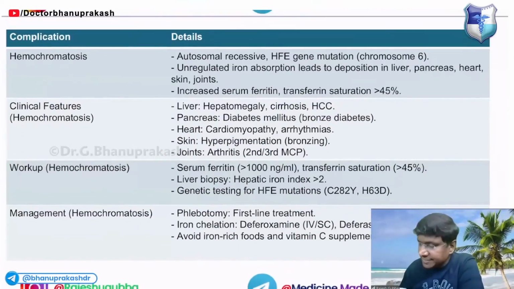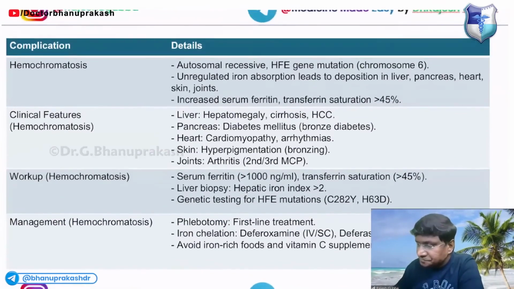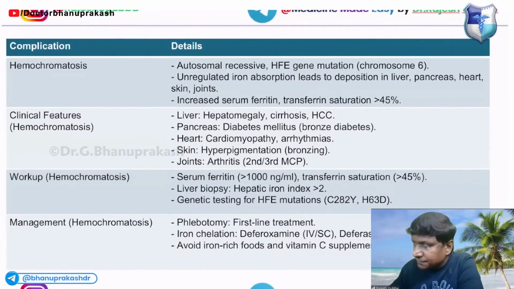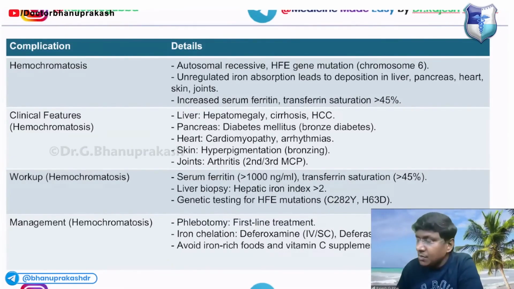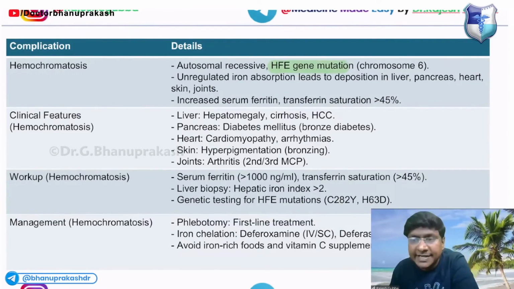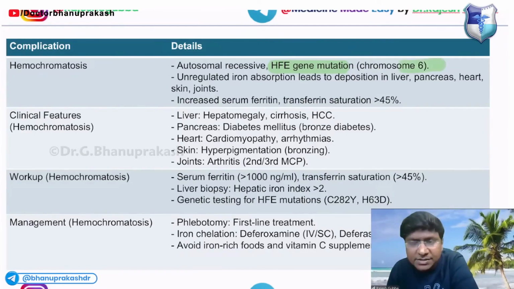Next topic is hemochromatosis. This is the last topic in hepatology. So, in case of hemochromatosis, that is also again due to gene abnormality. What is the gene that is being defective? The HFE gene is being mutated, whereas ATP7B gene was present on chromosome 13, here it is the HFE gene, which is present on chromosome 6. Type of inheritance, autosomal recessive type of inheritance.